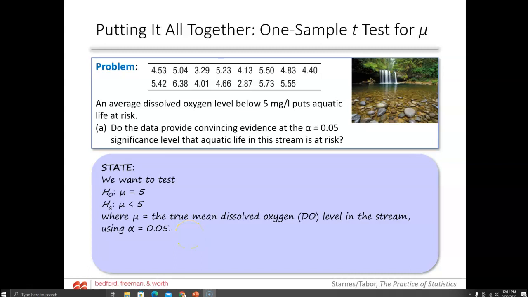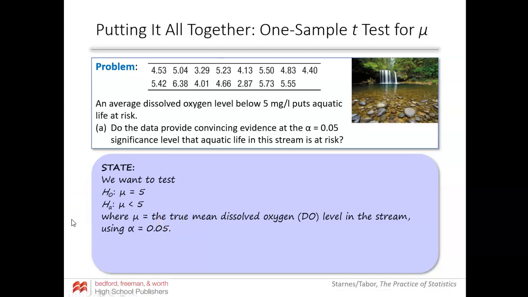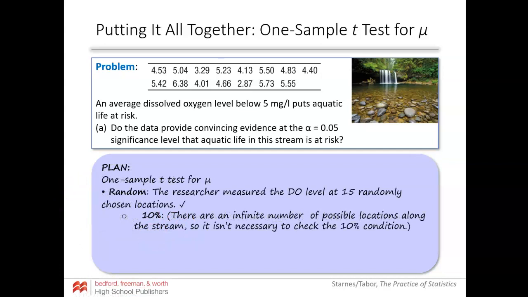Now we are at the planning step. The official name of what we're doing here is called a one sample t-test for mu. So one sample, because we are taking one set of sample data, we're performing a t-test, not a z, but a t-test, and we're trying to test this against mu, the mean.